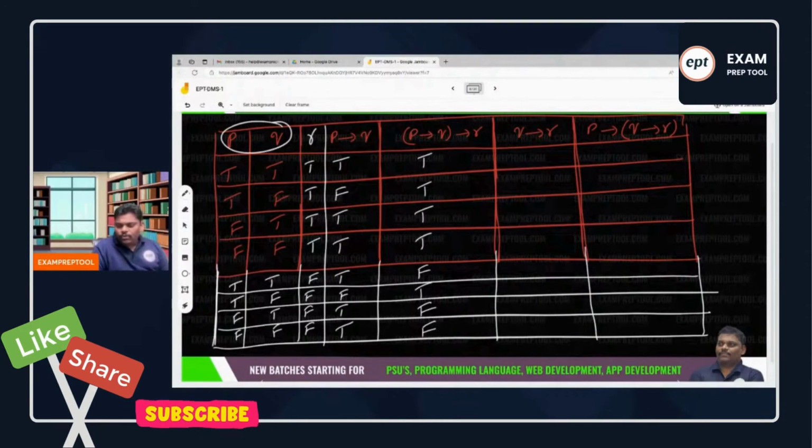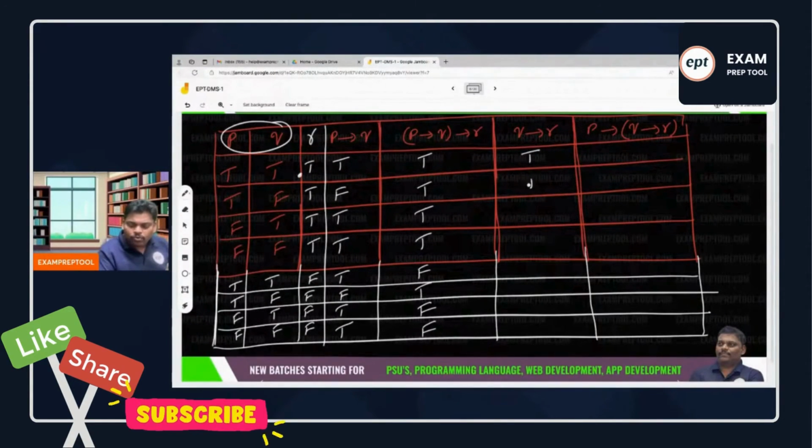First PQ, right? Okay, that is also fine. Next one, Q goes to R. Because if I cover every possibility, there is no problem. Remember Q and R. True, true. True, true. Q and R, verify. Q and R, because of all truths.